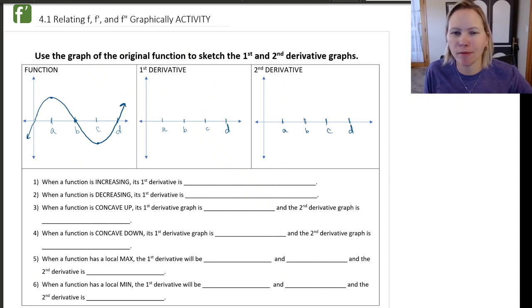Hey everyone, welcome back to another calculus video. Today we're going to begin talking about how the derivatives relate to the behavior of a graph.